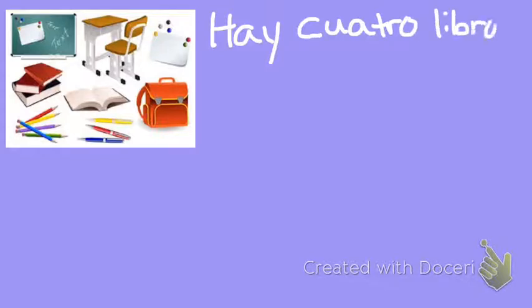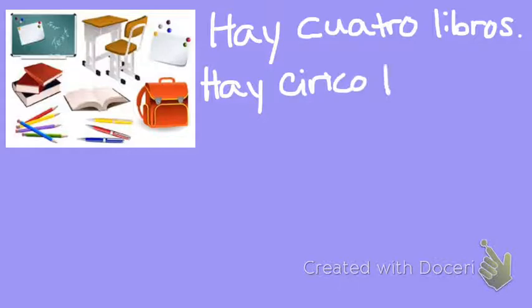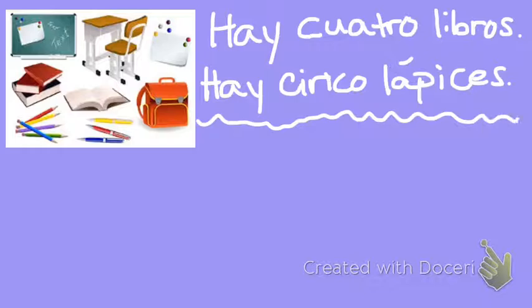And then if we want to go punto and count the pencils, we would count 1, 2, 3, 4, 5. Hay 5 lápices. Okay, those 2 sentences say there are 4 books, there are 5 pencils. But let's take a look at what we want to write when we have something that's singular.